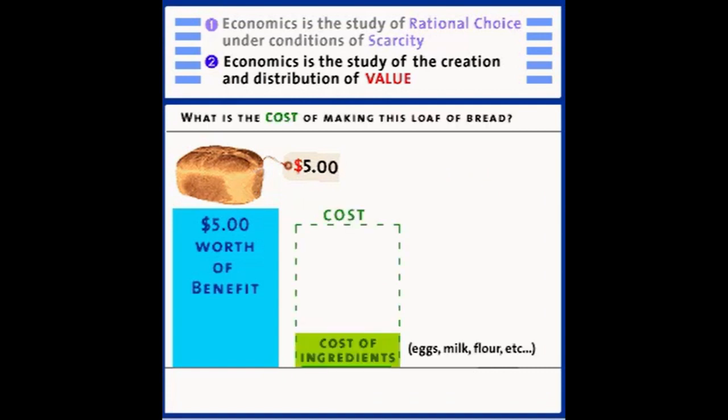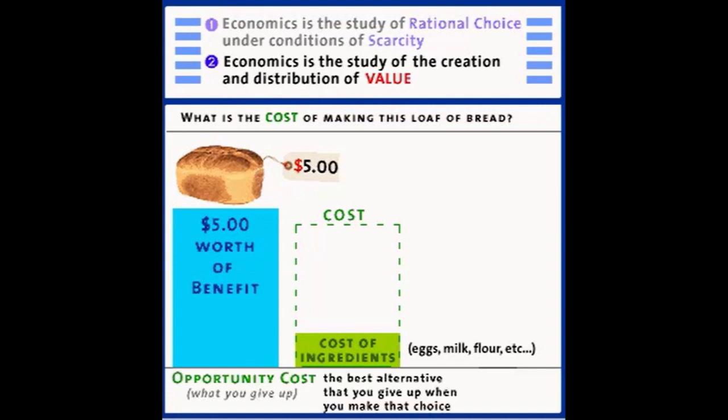Rather than put the egg in my loaf of bread, I could give it to him to make an omelet, and the 50 cents that he's willing to pay is a good measure of the opportunity cost of the egg. After all, I could have the 50 cents if he has the omelet, so I'm giving up 50 cents in order to make this loaf of bread using this egg.